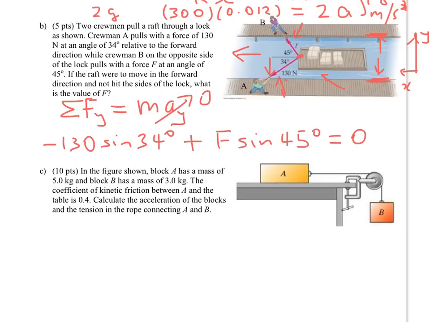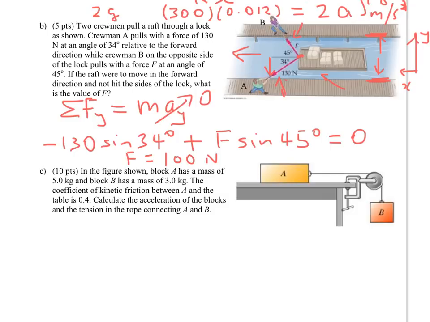And you can simply use the calculator and work out what F is. It turns out F is equal to, now this is to two significant figures, because the angles are two significant figures, so it works out to be a little over 100 newtons. So I round it to 100 newtons.